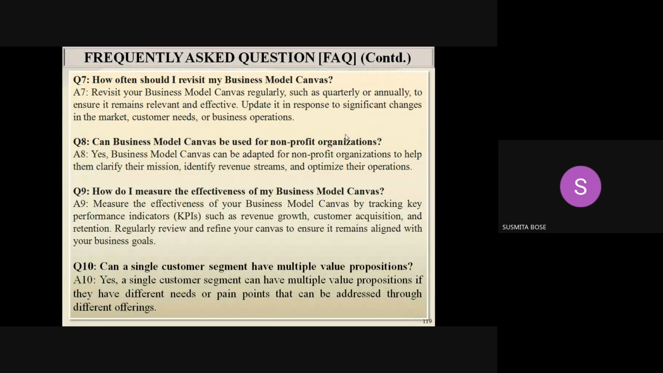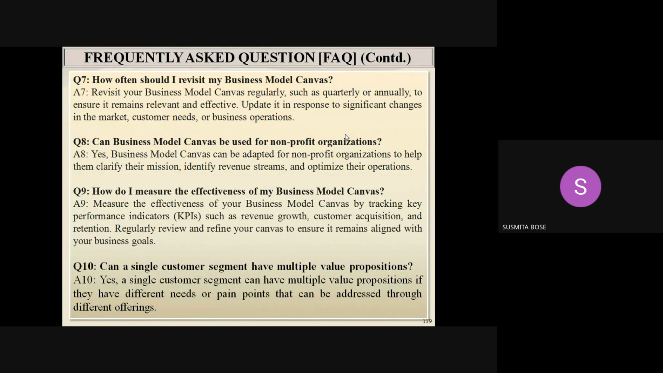It is not that, okay, after one month, I will check my BMC. No. If you get the information that there are big significant changes in the market, or a new company is launching the same product as yours, or there are some other business operations, or another group of customers with their separate needs, whatever different is happening in the market, you'll have to revisit your BMC and make necessary changes or modifications.